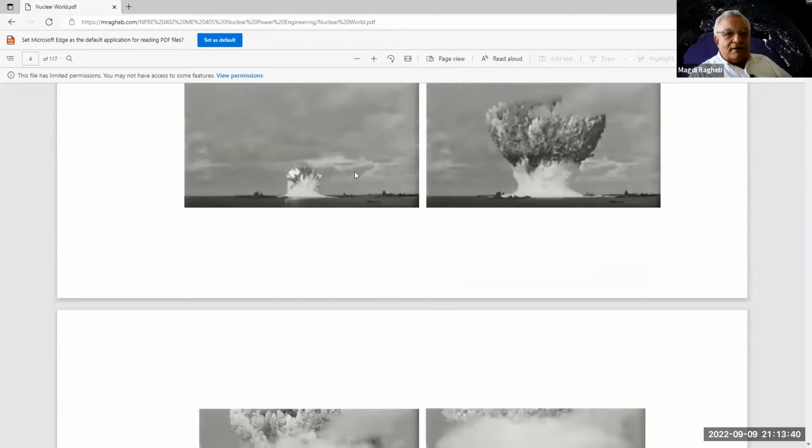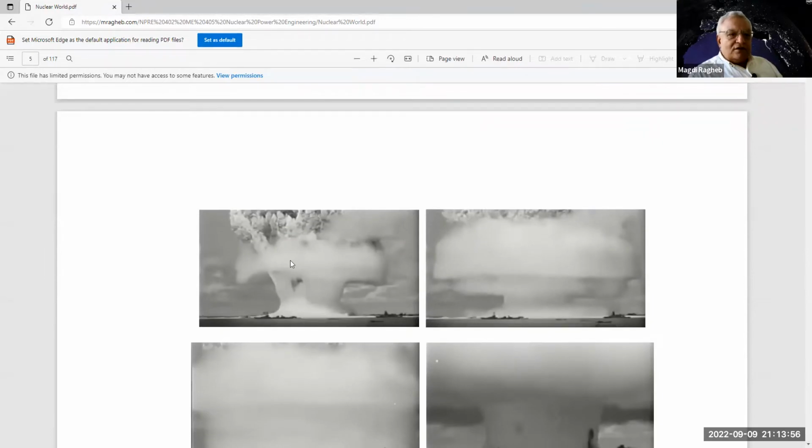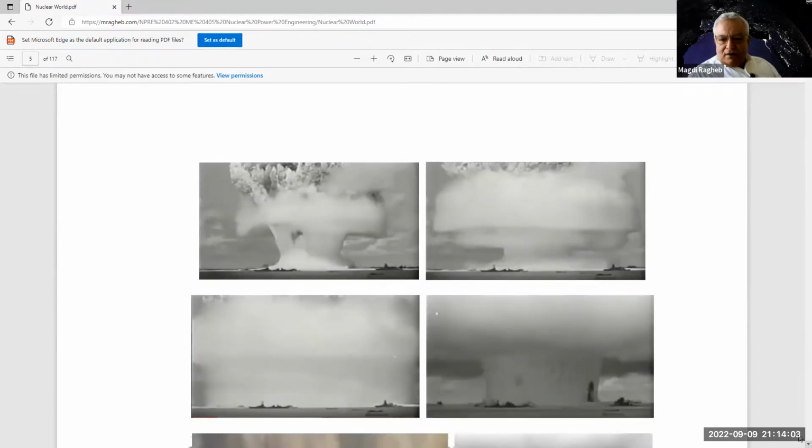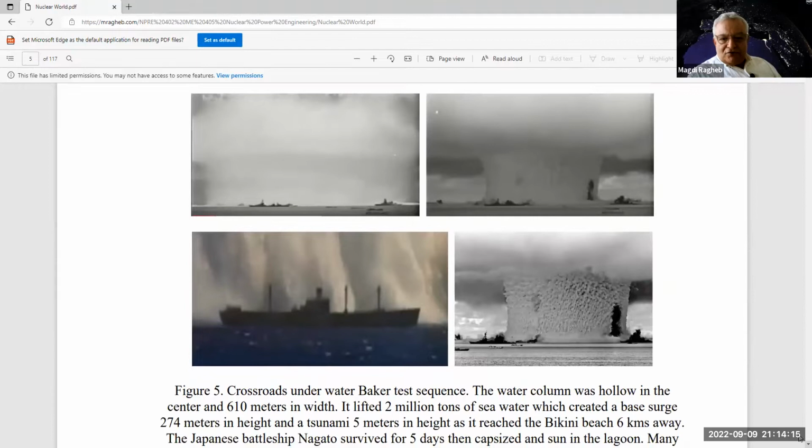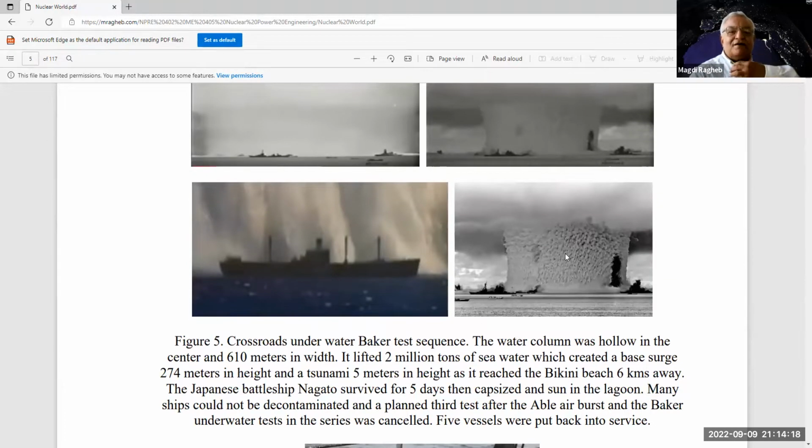This is some video grabs taken from a movie. You could see the explosion happening underwater. A fireball forms, it pulls the water up, and sends it up into the atmosphere. Then the water that has been raised starts falling down again. I call it the stem. And as it falls down, you could see that it can raise the ships out of the water and then drop them back again. I show that particular picture here because it is really sobering. You don't want to be in a fleet of ships that is targeted by these nuclear explosions. The water column was hollow in the center.